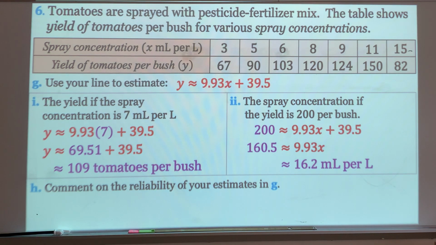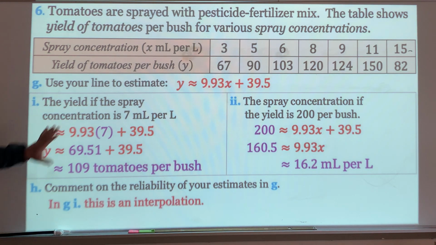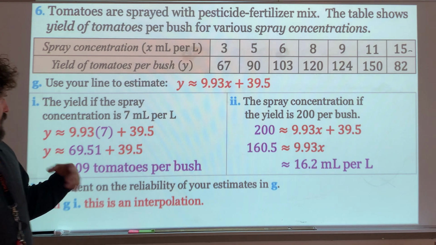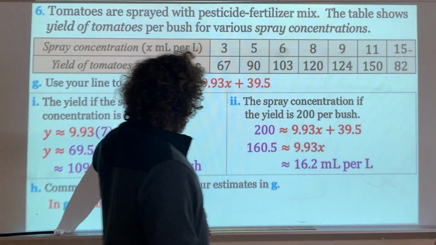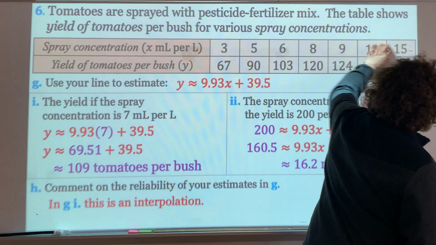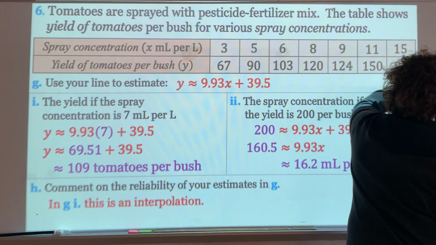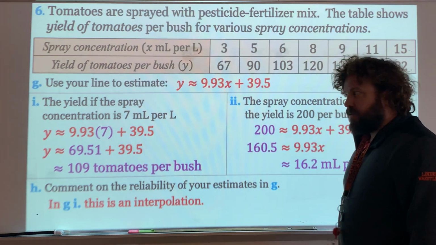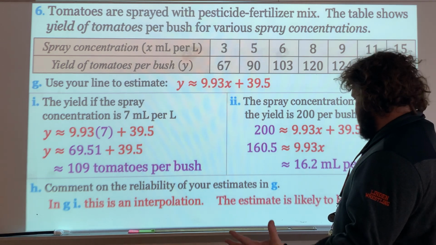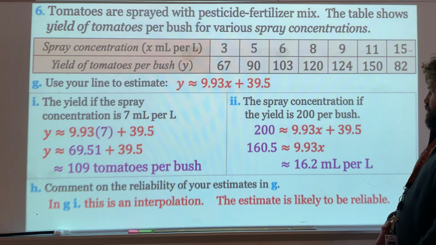All right. If you said reliable in part i, that's right, it's reliable because it's an interpolation. The 109 falls within the values of the graph that we create our regression line from. So it is likely to be reasonable.